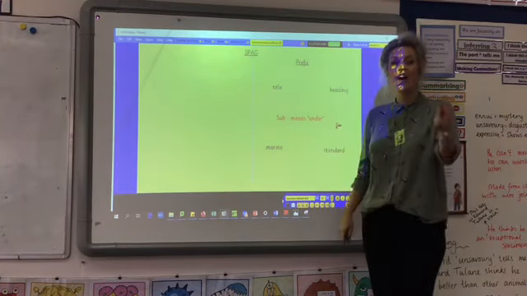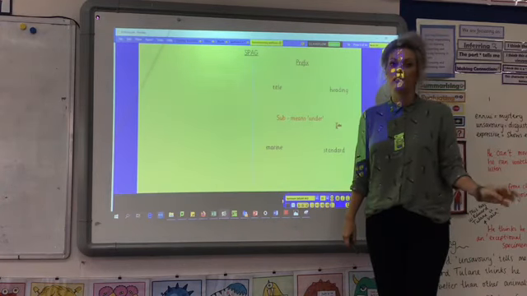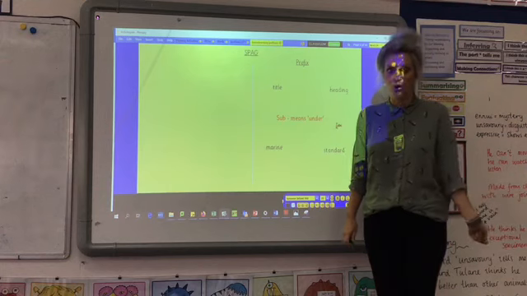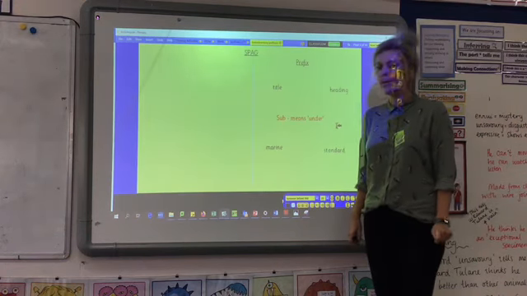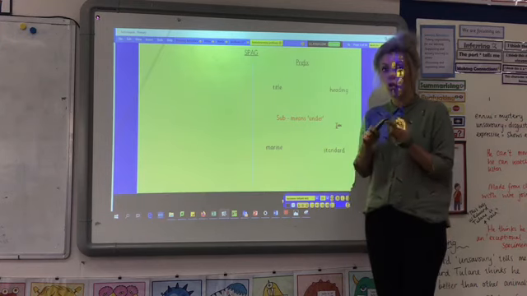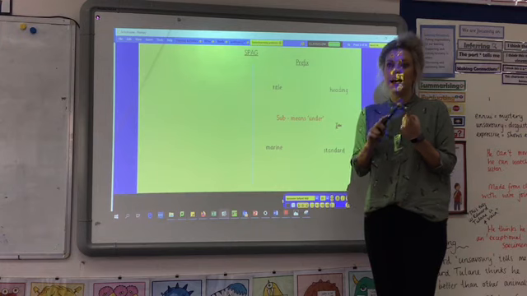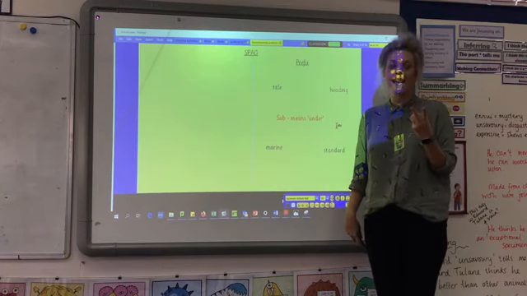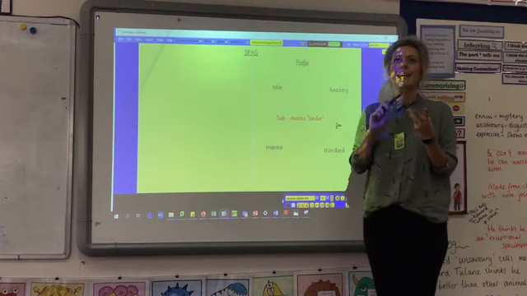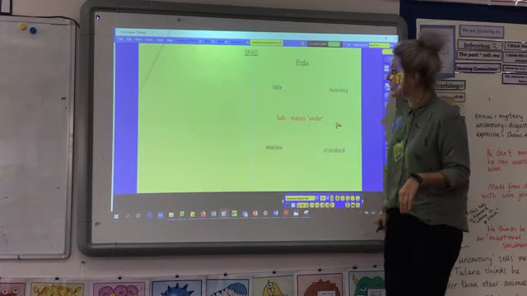So we are looking at our 3 final prefixes that you need to understand for Year 4. Last lesson we looked at auto, which meant self, or by itself. We looked at re, which meant again, and we looked at anti, which meant against. And we have 3 more today.